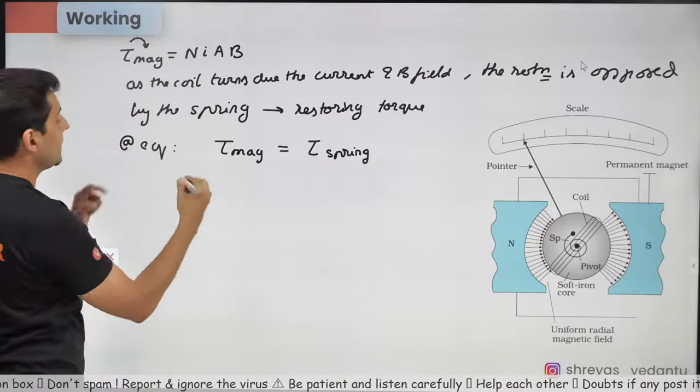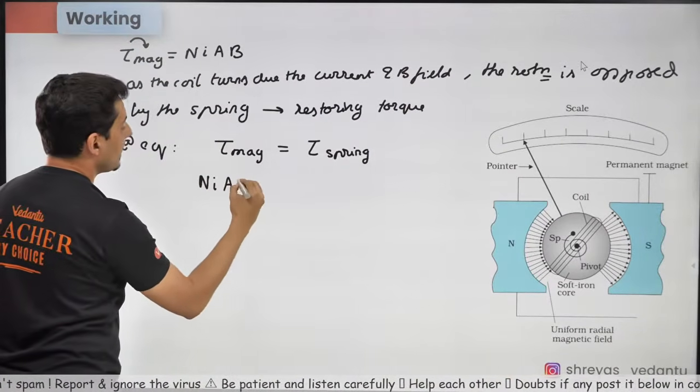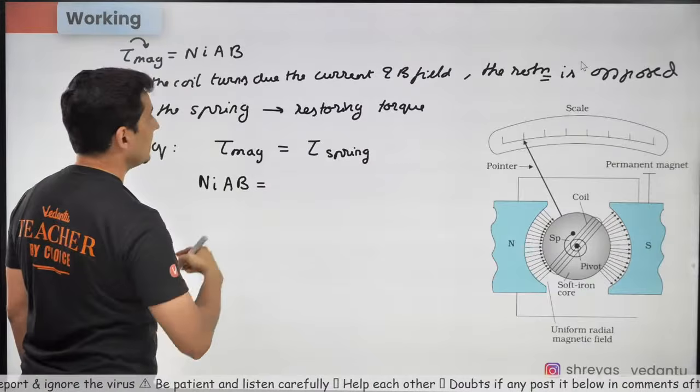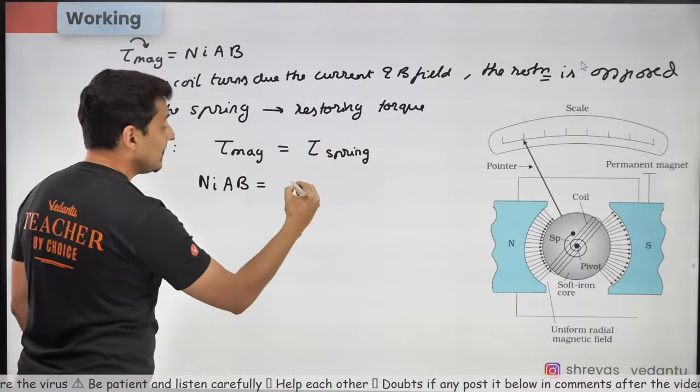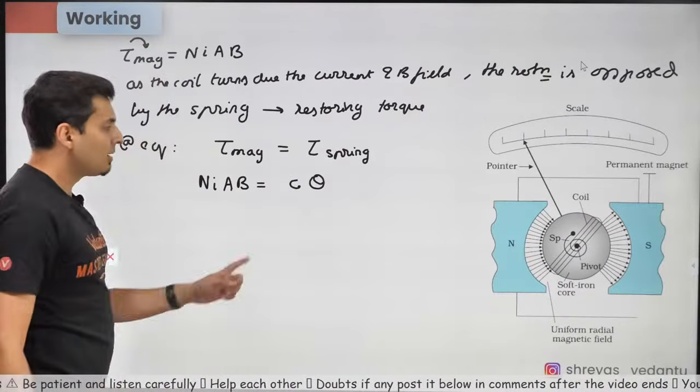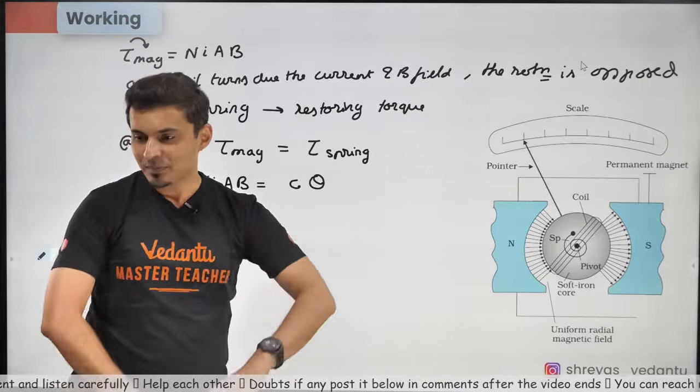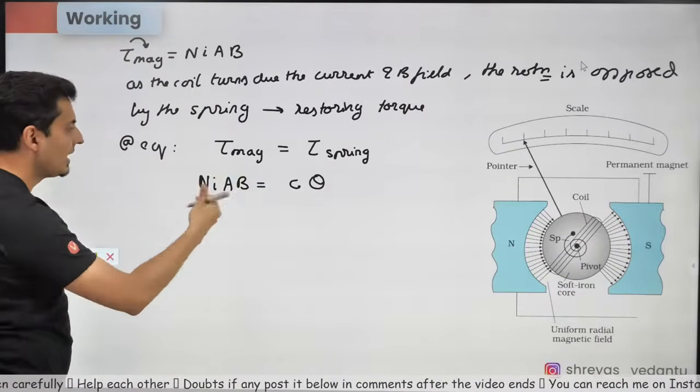What is the torque by the magnetic field? It is NIAB. What is the torque by the torsional spring? Well, that is C into theta. Remember, I just told you it is C theta. That's it. You just need to use that and you'll get the answer.